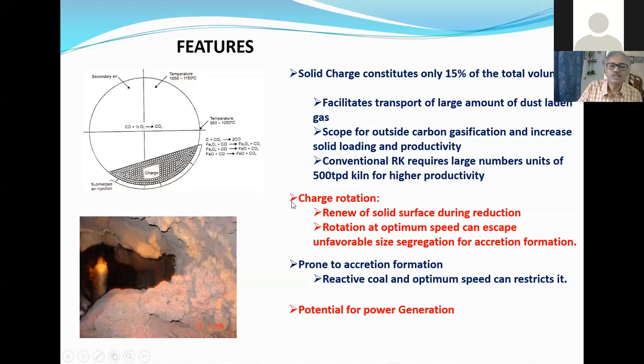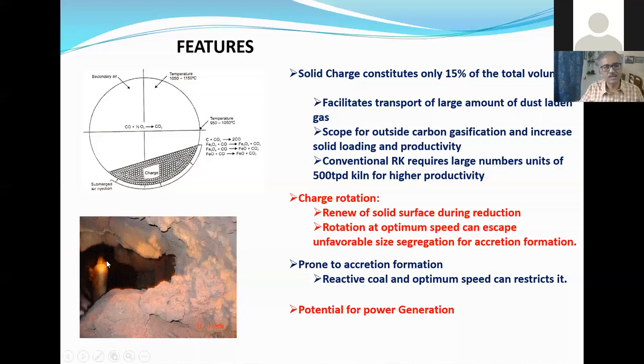So charge rotation is a very important thing. As I said, it basically removes the surface towards the gas. As a result, its kinetics is a little higher. And the rotation at optimum speed is also very important, because there's accretion formation. You can see this is very prone to accretion formation. Accretion means basically a buildup of solid material over the wall.